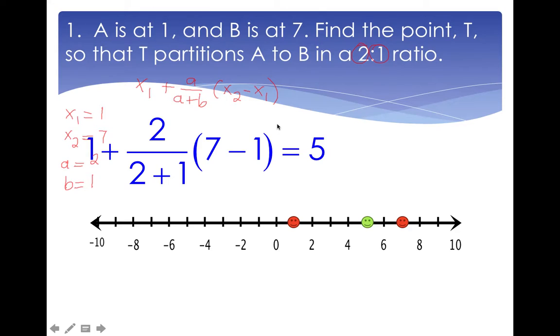Right? Now, it should be easy to plug it in when you have a calculator. But if we did not have a calculator and we had to work it out by hand, of course, we know that this would say 1 plus 2 over 3 times 6, which will come out to be 1 plus 12 over 3, which will come out to be 1 plus 4, which equals 5. Okay? And notice that is our answer. Let's look at another example.